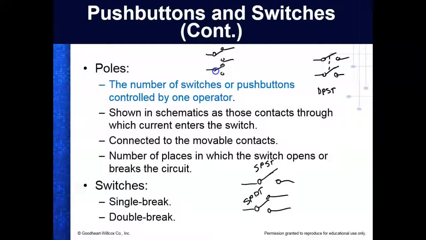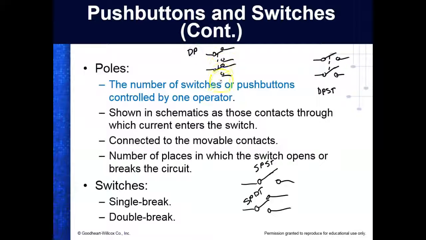I'm running out of space. And then I put the dash line. It means they're operated by the same operator. You're not going to see two switches. All you're going to see is one. If it was a switch, you'd see one switch. If it's a push button, you'd see one push button. But when you hit that one push button, it's actually controlling two switches, right? You understand? So this would be a double pole.